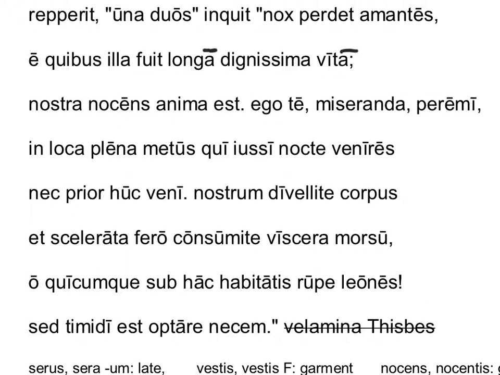Okay, Carolyn, you're going to process from nostra down to veni. Again, I will read it and then give you a couple minutes to process it. Nostra nocens anima est. Ooh, more elision. Ego te miseranda peremi in loca plena metus, qui nocte venires, nec prior huc veni. I will pause and you tell me when you're ready.